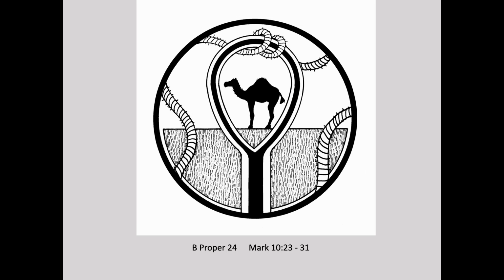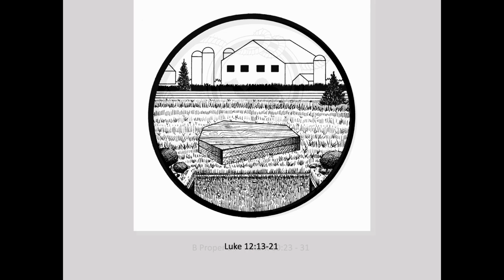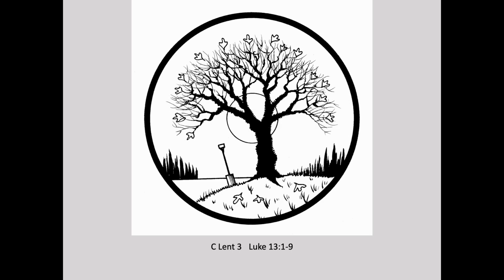The Eye of the Camel. This one is build the silos and eat, drink, and be merry. This one's the fig tree, where Jesus said, dig around it, or the parable of the fig tree. So again, they're not too obvious, they're a little more subtle. This is a Good Friday version of blood and water.